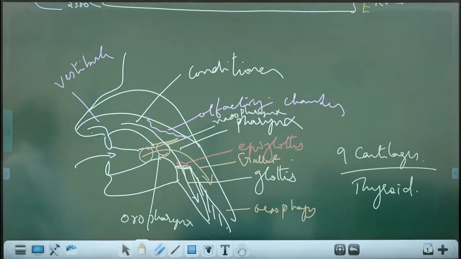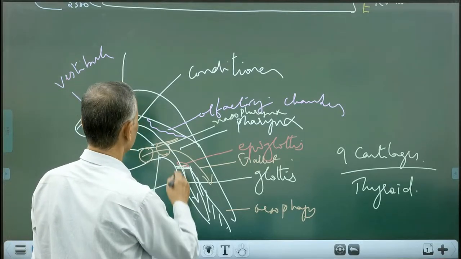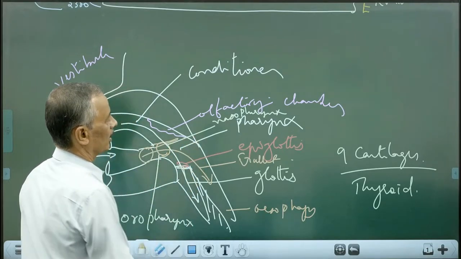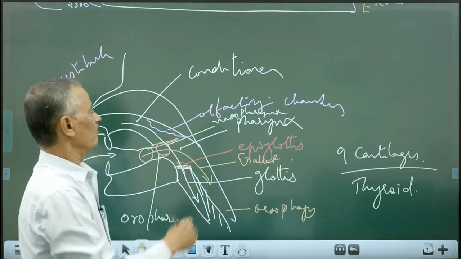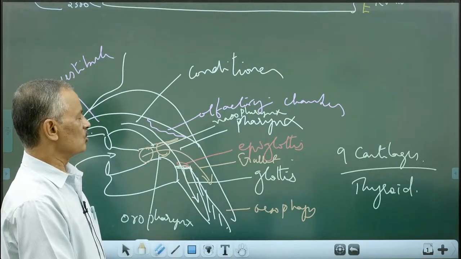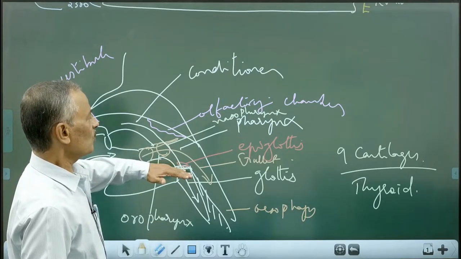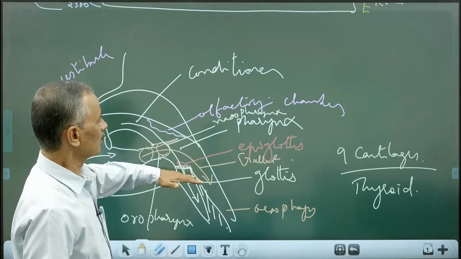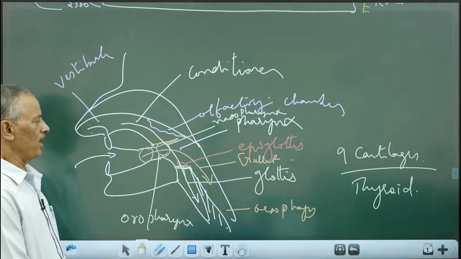So pharynx is having 4 parts: oropharynx, nasopharynx, glottis, and a gullet that leads to esophagus. Okay. So presence of an epiglottis, a cartilaginous flap covering and closing glottis, is a characteristic feature of mammals.